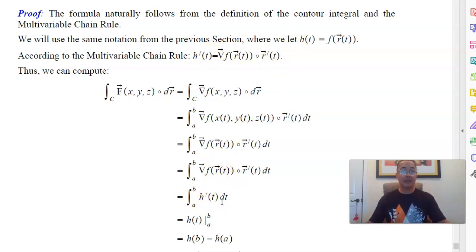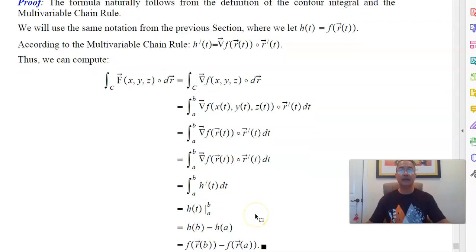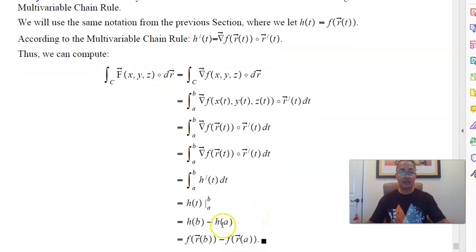Now we're back to basic one variable calculus. We know that an antiderivative for h prime of t is just h of t. So we plug in b and a, and we get h of b minus h of a. But wait a minute. When t is b, then you have f of r of b, so that's what we have over here. And when t is a, you just get f of r of a. So that is the proof of the fundamental theorem for contour integrals.